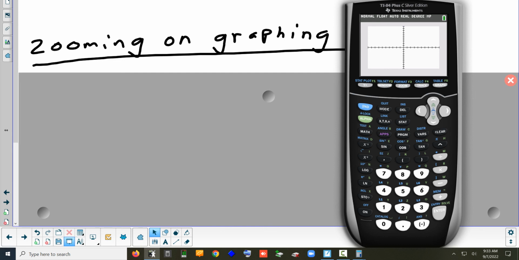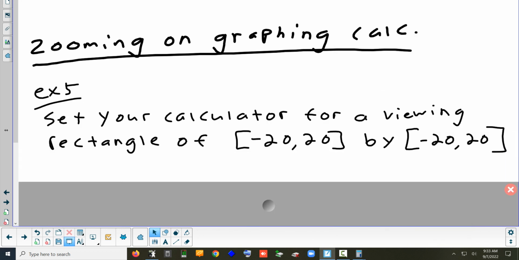How many people got a picture that looks like this? All right. So we definitely typed something in. The question is, where is it? Well, the plus 10 moved it off the screen. So this is how you change your window to fix it. We're going to specifically try this window. Instead of -10 to 10, we're going to go -20 to 20 on every.